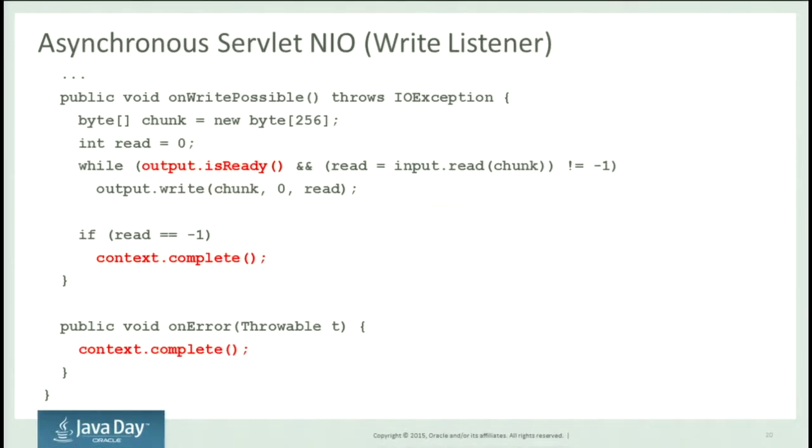All that happens here is, remember, I'm attaching to an output stream. So if there is an error on that output stream, I will simply be notified that I have an error. In this case, if I have an error, all I really do is say, I don't know what this error is, I'm just going to call context.complete, which is going to clean up the servlet and clean up all of the connections associated with the servlet. More interesting is the onWritePossible callback.